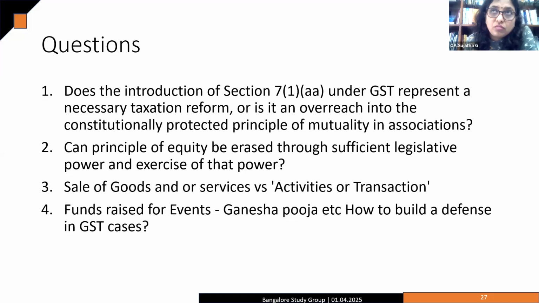So now I definitely want a view from the members for question number 3. And I strongly believe 7.1AA is not a subset of 7.1A. It is an independent limb. Do you believe, like Sujata Madam said, that it is a subset of 7.1A? I want the views of the members: is it a subset, or is it a separate levy under Section 7? Sorry, it is within the scope of 7.1A, a subset. I stand corrected.